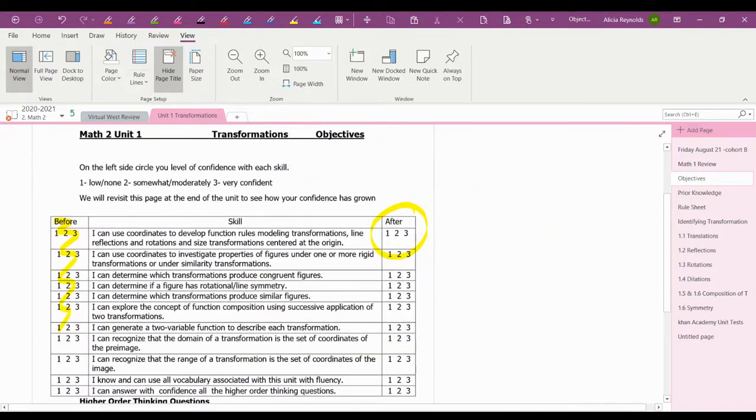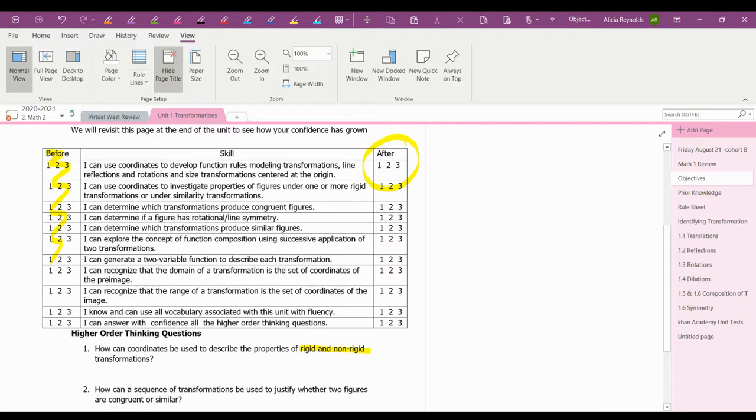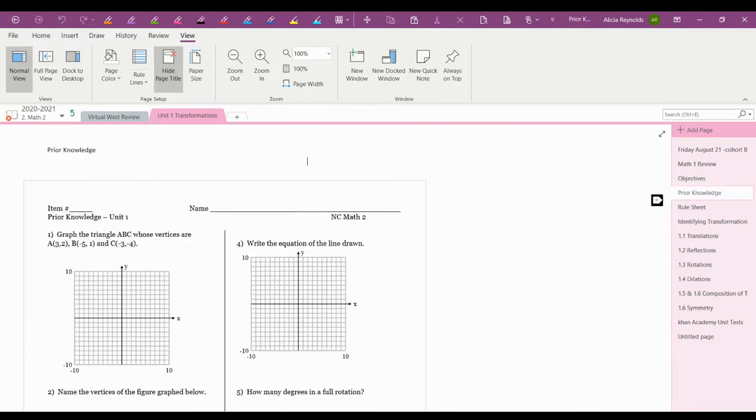We're going to read the skill and select whether we feel somewhat confident, not very confident, or very confident. So it's just 1, 2, or 3. And we're going to revisit this at the end of the unit and see how far we've come with these skills. So that's it for our objectives page.